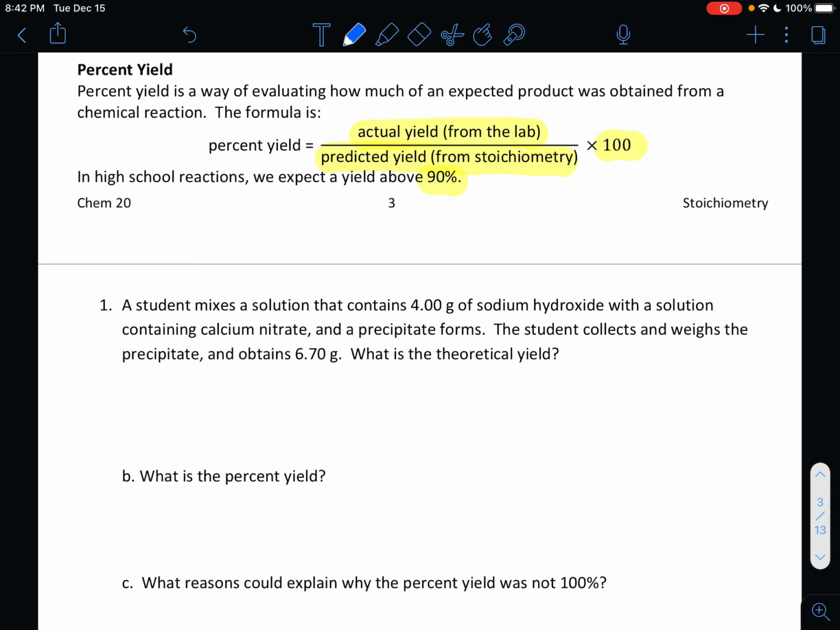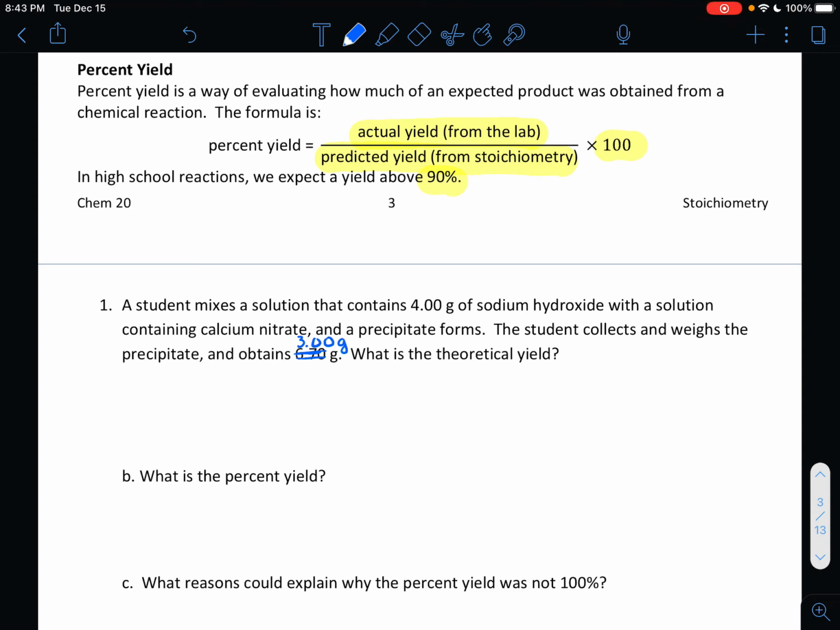So our first example says, a student mixes a solution that contains 4 grams of sodium hydroxide with a solution containing calcium nitrate, and a precipitate forms. The student collects and weighs the precipitate and obtains, and this is where we have to do a correction, this mass will not work. This has to be 3 grams. And it says, what is the theoretical yield?